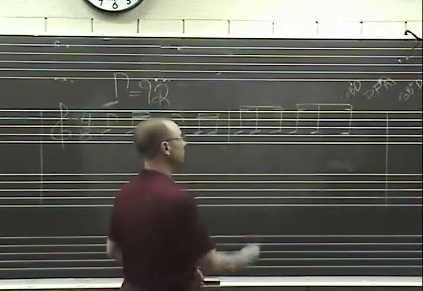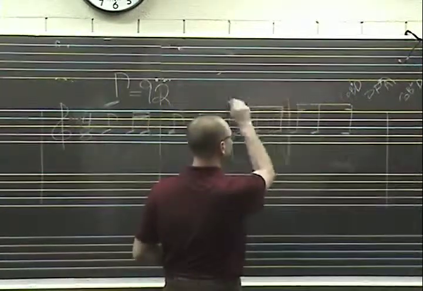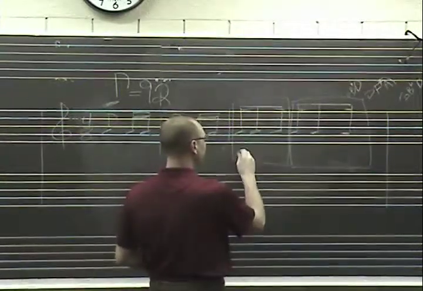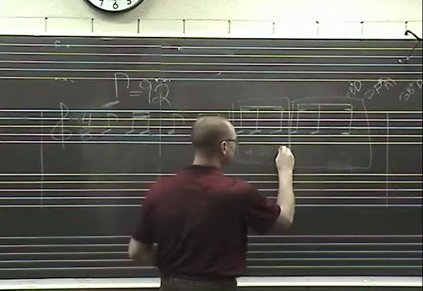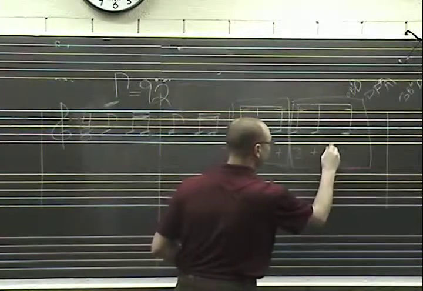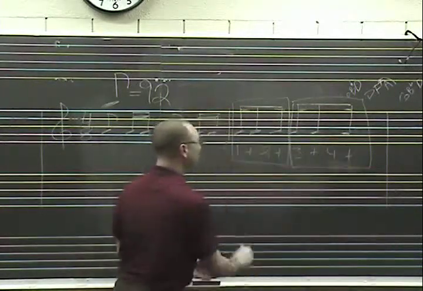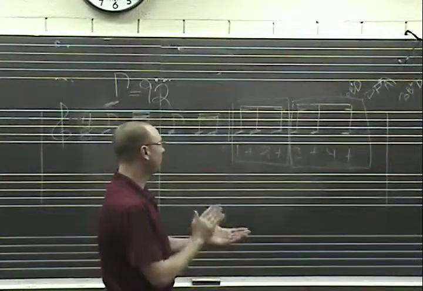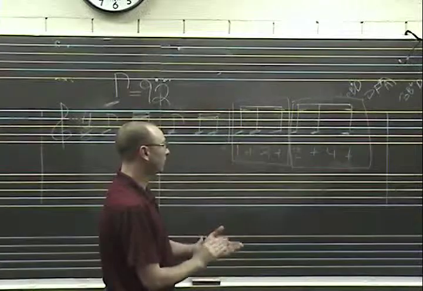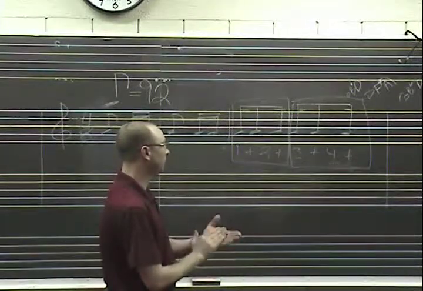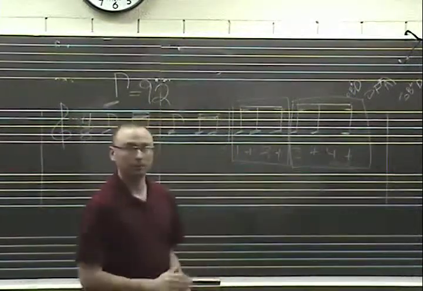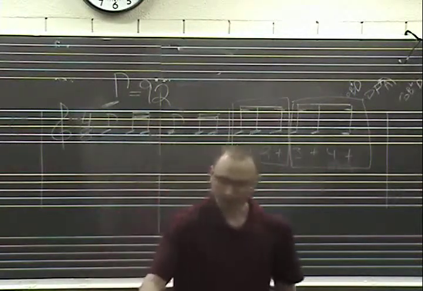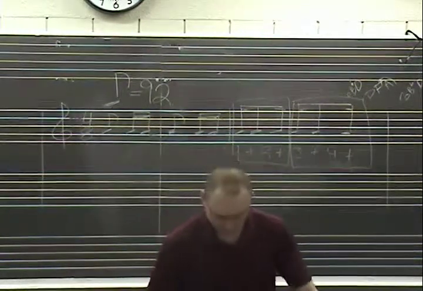Two pulse structures: pulse one, and here's the second pulse structure. So the count is one and two and three and four and. One and two and three, like that. One and two and three and four and. Okay, so we may hear this as well. Okay, so here is our dictation.